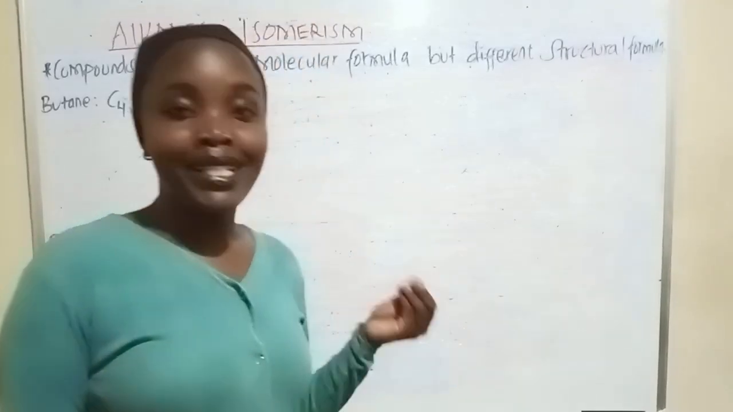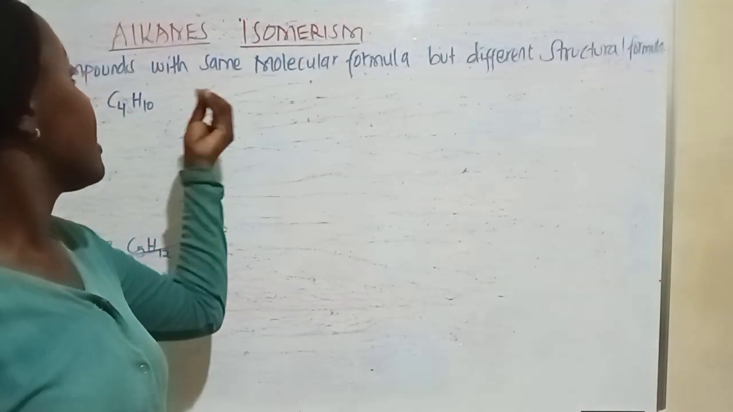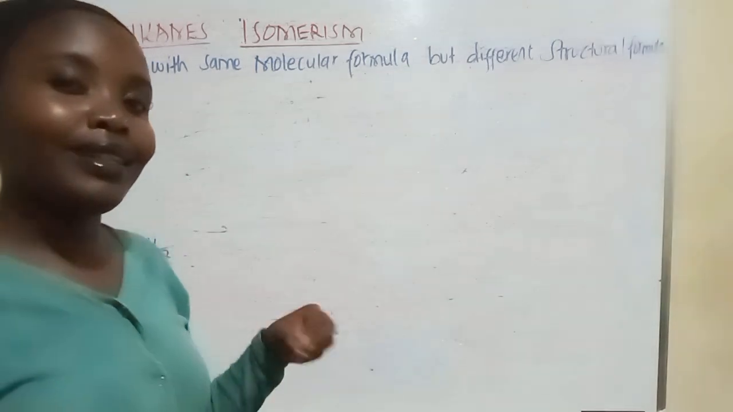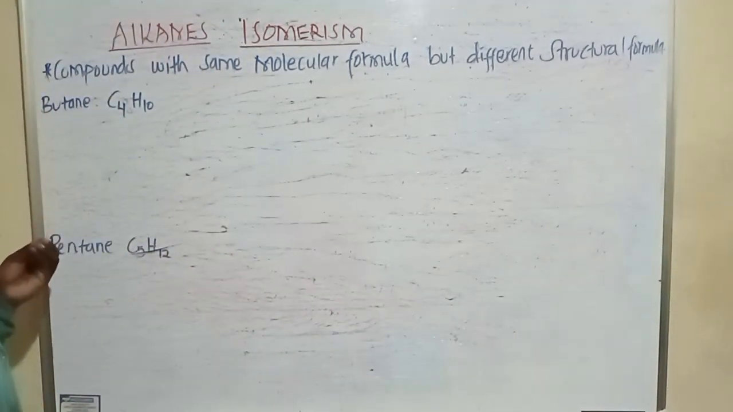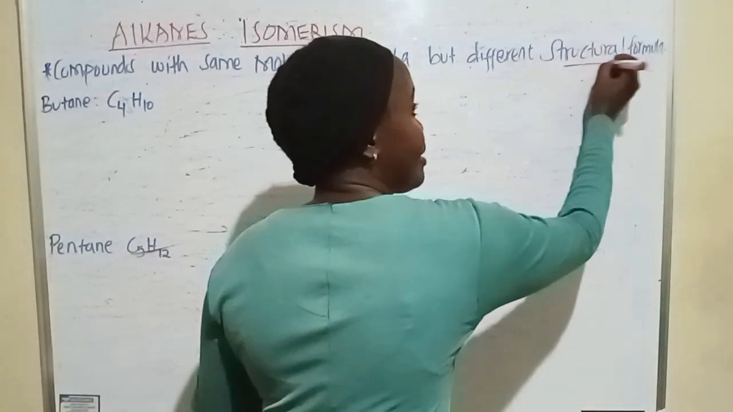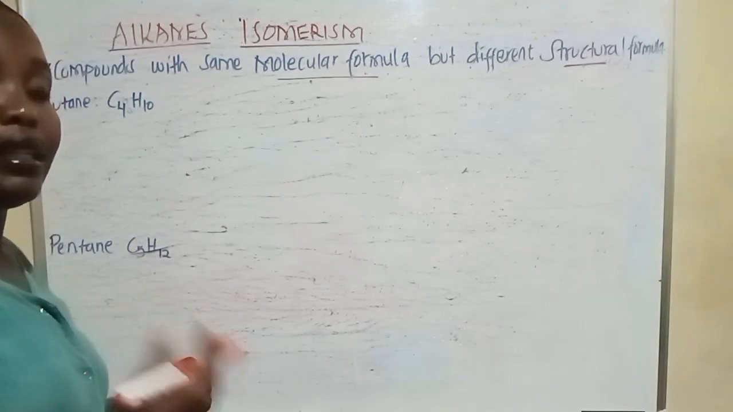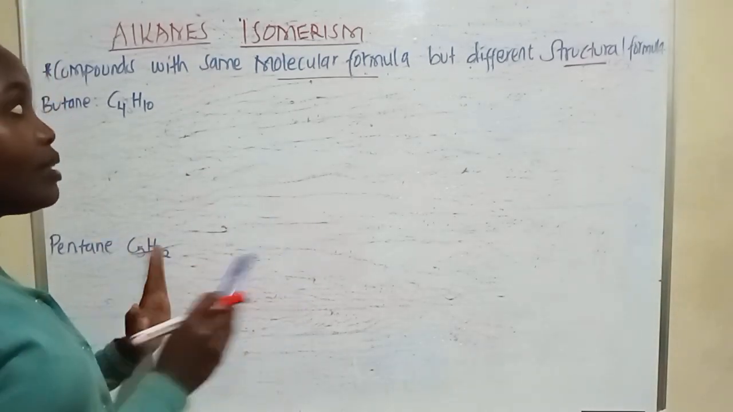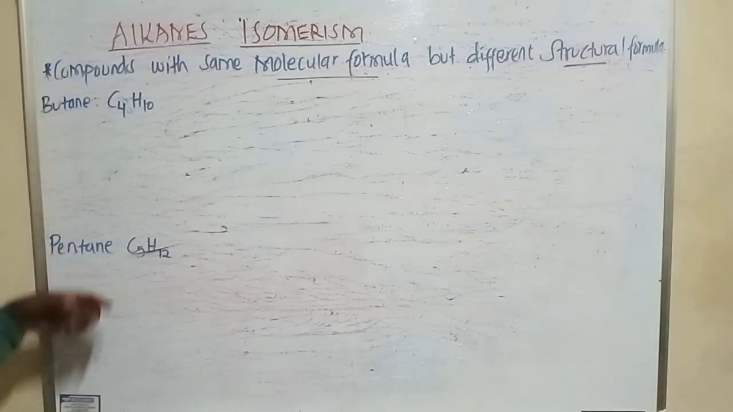Welcome to our discussion topic of the day. We are going to talk about alkanes and isomerism in alkanes. So, what is isomerism? Isomers have the same molecular formula, but the structural formula, meaning the structure of that alkane, how it appears, is different. For example, we're going to talk about butane and pentane.